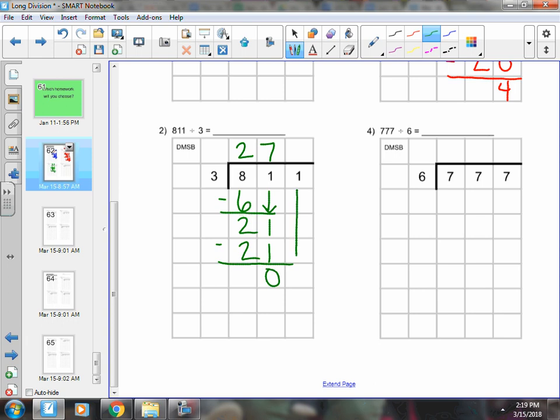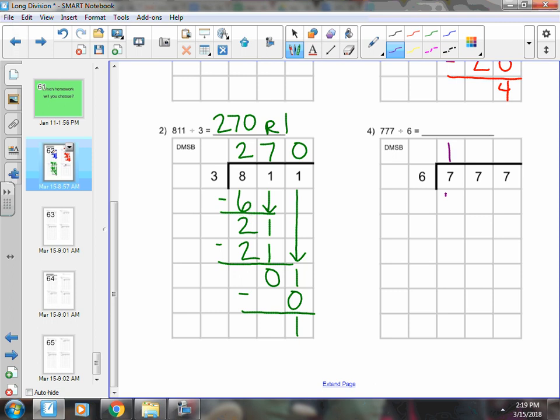Subtract. Bring down. 3 will go into 1 0 times. You cannot make a group of 3 from 1. Multiply. 0 times 3 is 0. Subtract. There's nothing to bring down. That's when you know you're done. 270. Remainder 1. And the last one on the page, 777 divided by 6, groups of 6.